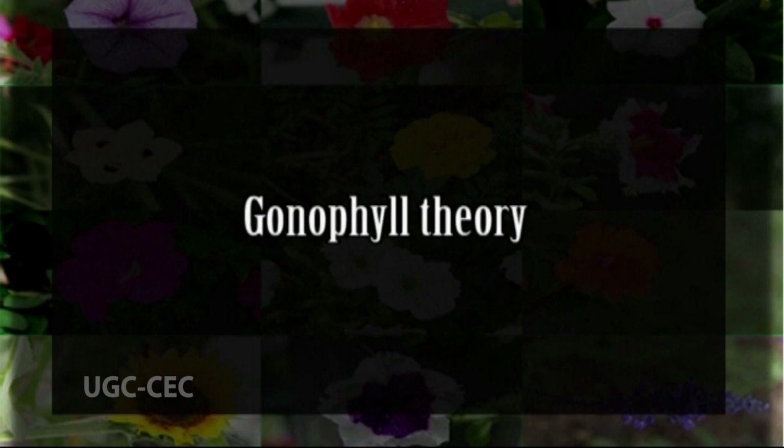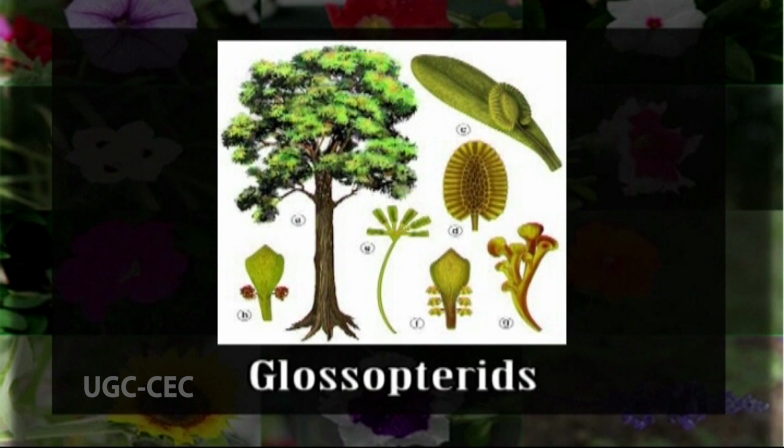Another theory is the Gonophyll theory. Ronald Melville was the main proponent of the Gonophyll theory, according to which the flowering plants evolved from glossopterids of Mesozoic Gondwana.